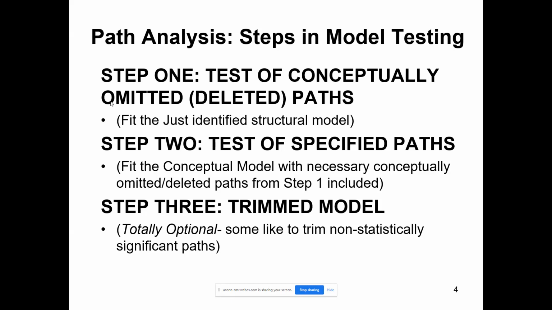But let's say one of those 3 paths does turn out to be necessary and 2 of them don't end up being necessary. The test of specified paths is going to fit the conceptual model, but it's also going to include any of the conceptually omitted or deleted paths from step 1 that you determined you can't actually delete. The ones you wanted to delete, but it turns out you can't delete, are included in step 2.